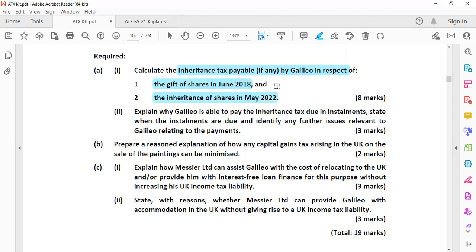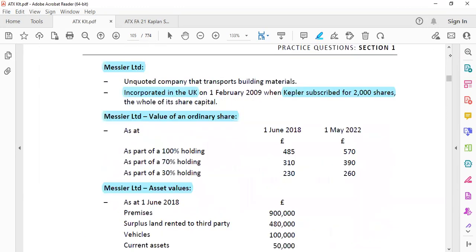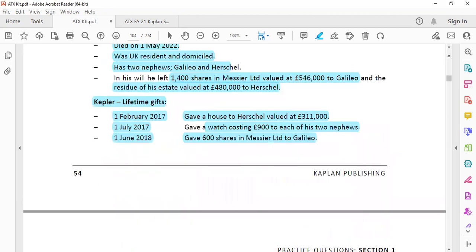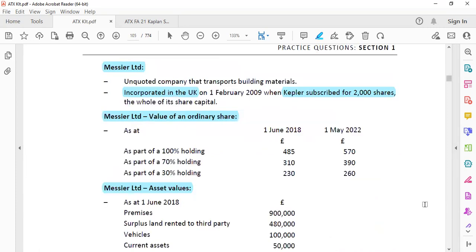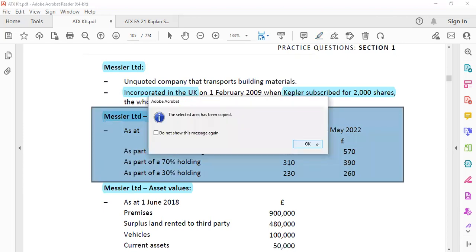Now, first of all, you have to see here how many lifetime gifts there are, and if they are talking about 2018. So in 2018, our first gift given is 600 shares. So we need to work out the transfer value of 600 shares. I'll use this data in order to calculate the transfer of value.